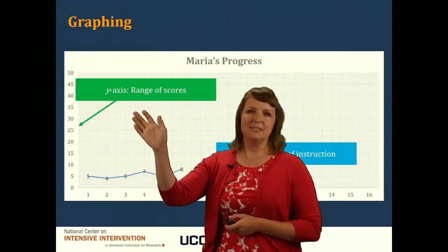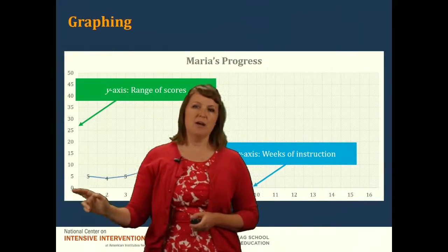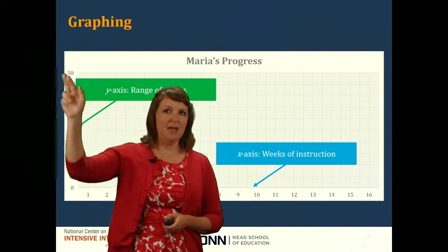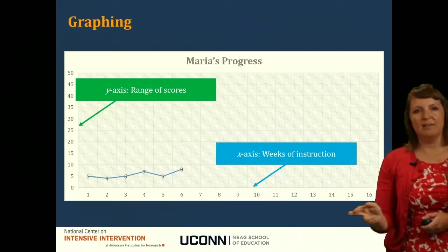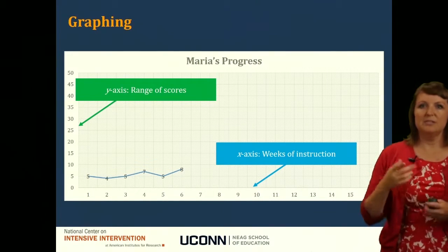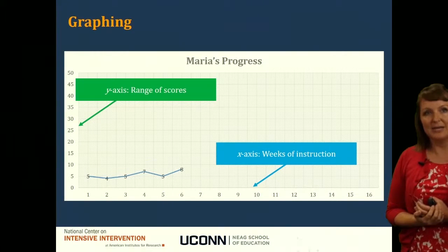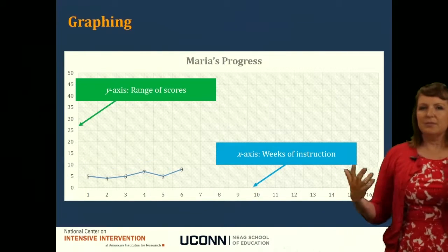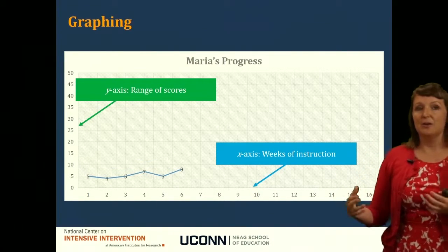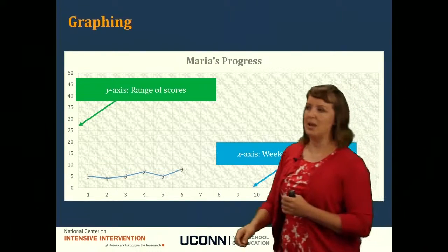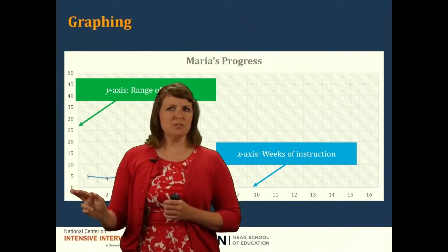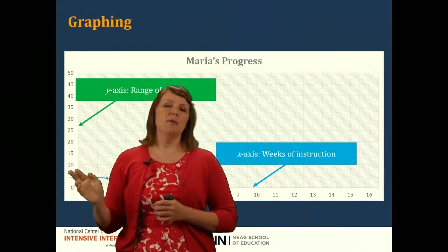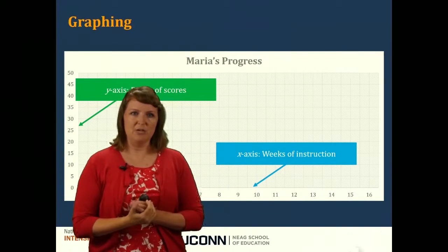Now, when I'm thinking about graphing, I always want a graph to look like this. So I want a y-axis that has the range of scores. So here for Maria, the range of scores on the assessment that she's taking go from 0 to 50. And then on my x-axis, I have my weeks of instruction. So this is how many weeks Maria is going to participate in intensive intervention. And I can see that right now I've planned for 16 weeks. So this is what a graph looks like. It's not too fancy. We have our weeks of instruction, and we have our range of scores. Do note with the range of scores that it might be 0 to 100, 0 to 120, 0 to 30. It really just depends upon the progress monitoring measure that you're using.